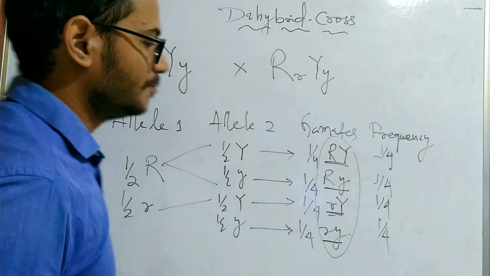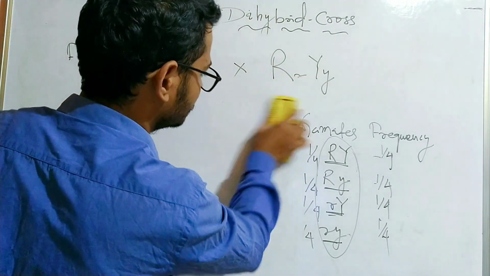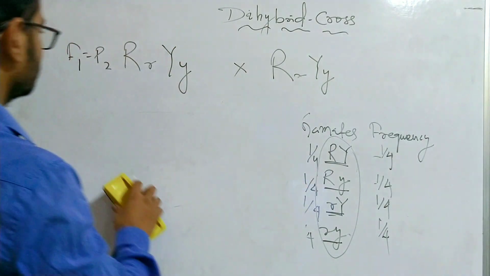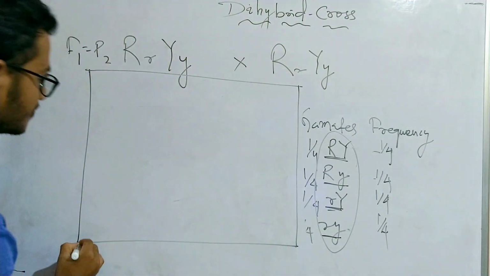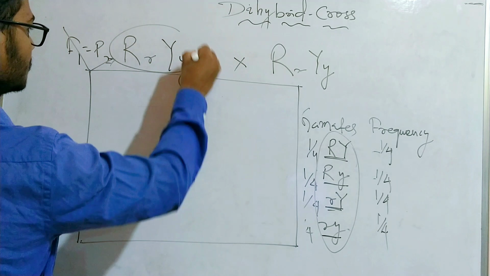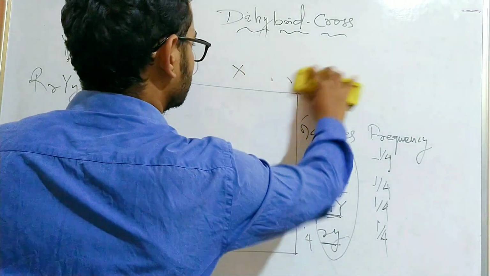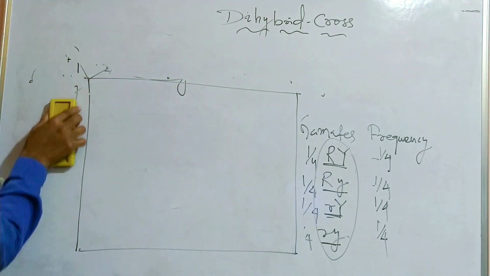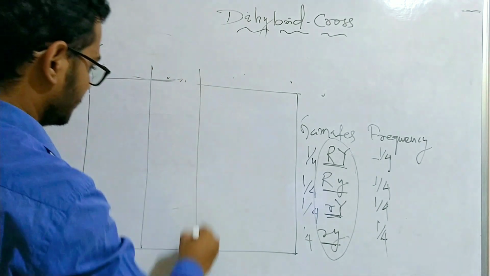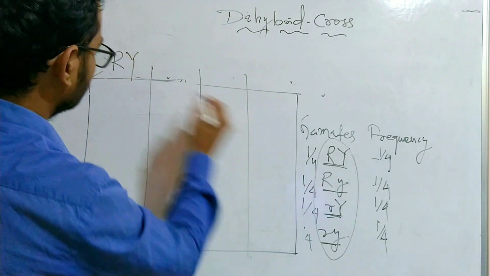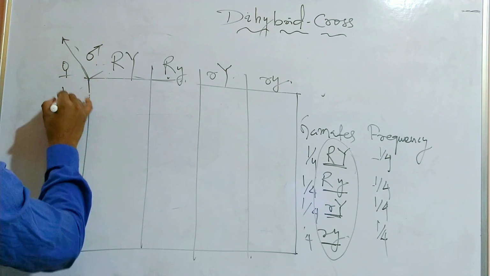Now let's see the result by drawing the Punnett square. We have these four different types of gametes, and let's see by using the Punnett square what the result will be. Look at this. This is the Punnett square, where we have one parent here and another parent of the same type. From these two parents we will have four different types of gametes. This one is male, and we have four different types of gametes: capital R capital Y, capital R small y, small r capital Y, and small r small y. Here also the same. This is the female plant. Here also capital R capital Y.